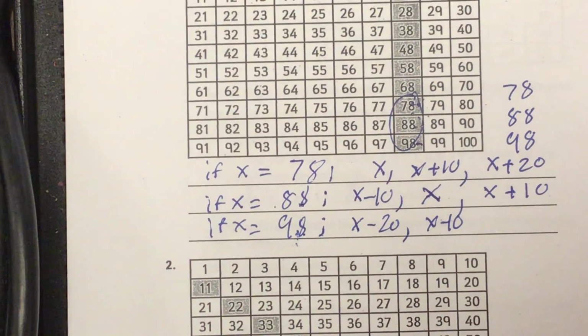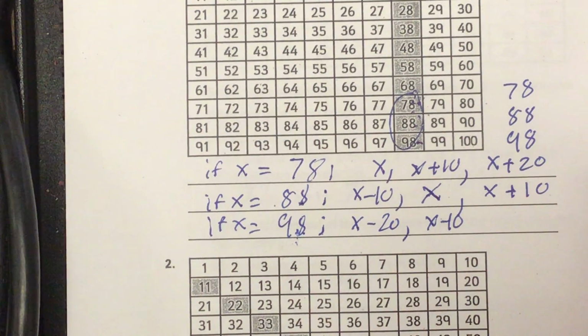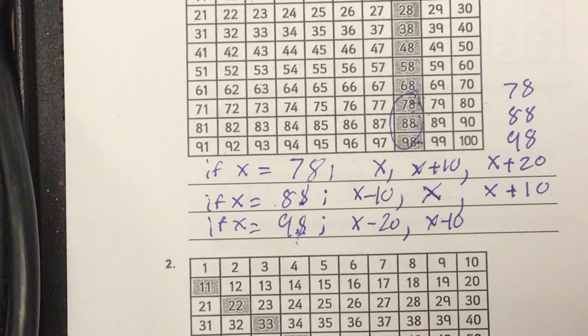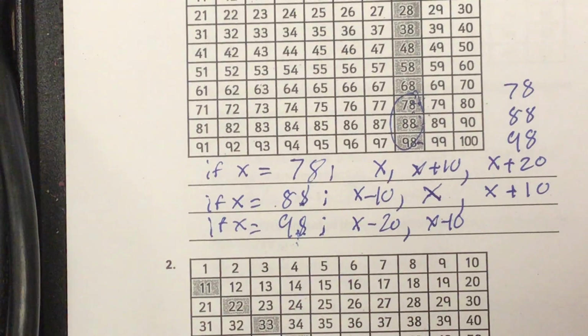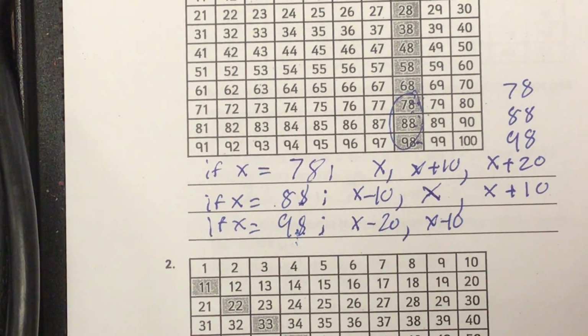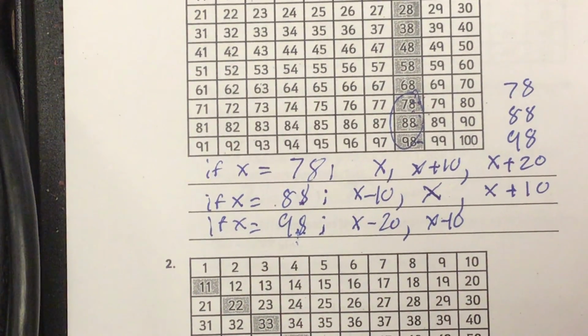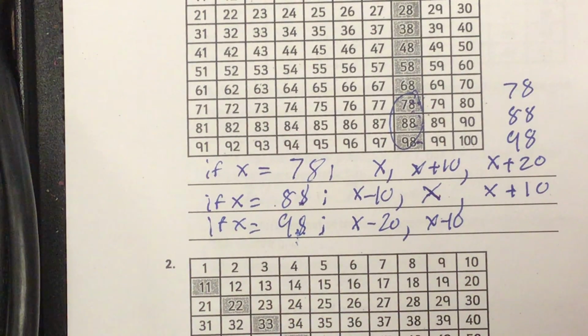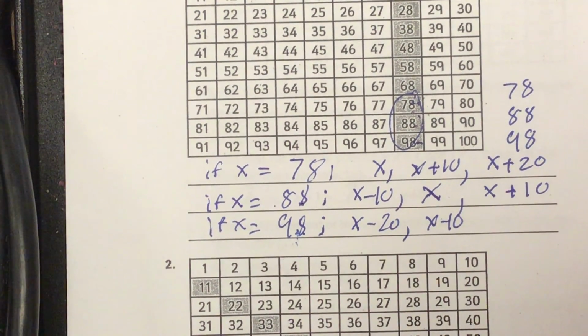Where did this come from? The semicolon? Where did all of this come from? It just went from 3 numbers to this. I don't get it. 98 minus 20 would equal 78. And then 98 minus 10 would equal 80. And then X would just be 90.